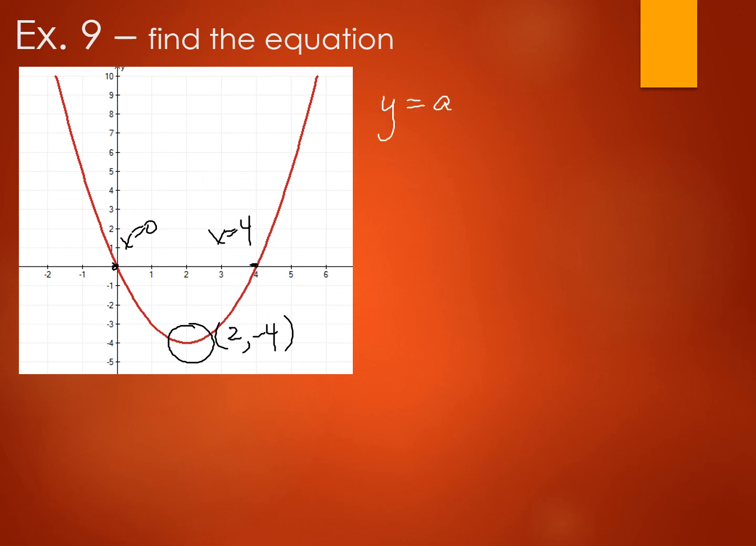So y equals a, x minus your zeros. So my leftmost 0 is 0, so the x minus 0. My rightmost 0 is 4, so that means x minus 4. Again, the only thing you are missing is your a value. We have another coordinate. The other coordinate is our vertex. Sub that in for x and y, and we can get our a value. So negative 4 in for y, and 2 in for x.